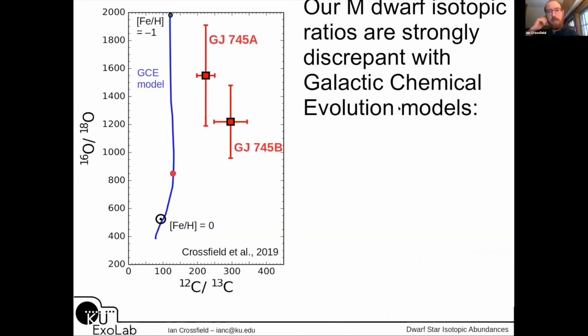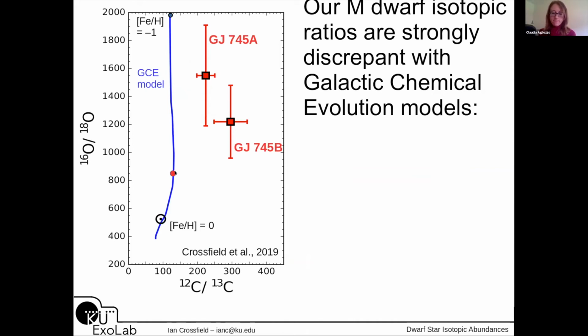So our isotopic ratios that we measure for this M dwarf binary is strongly discrepant, actually, with these GCE models. That blue model track is shown over here on the left, and especially the 12C to 13C abundance ratio here is off by something like a factor of 2 or 3 from what is predicted by some of these models.